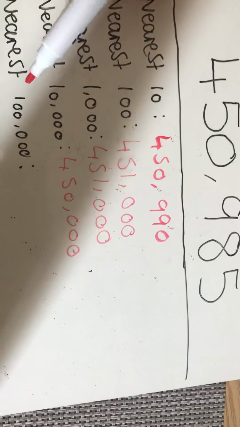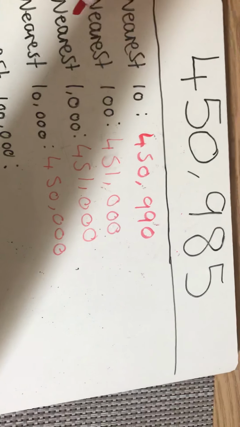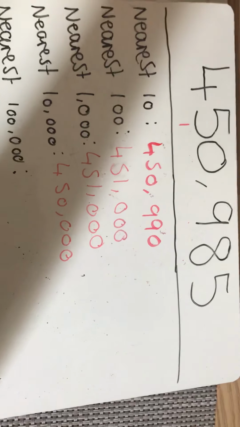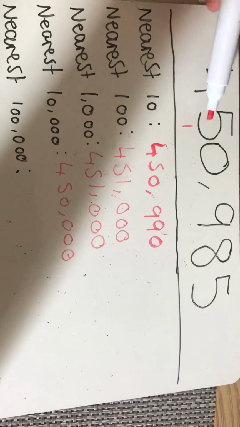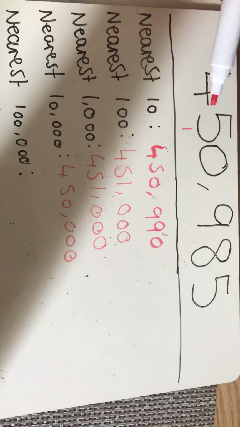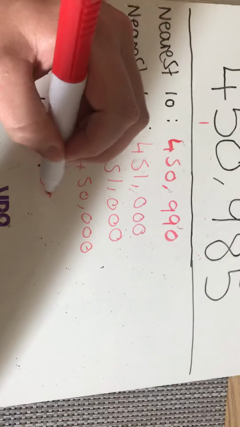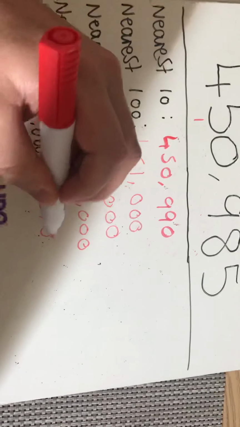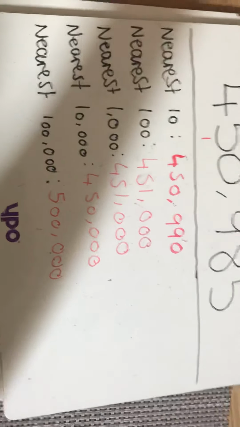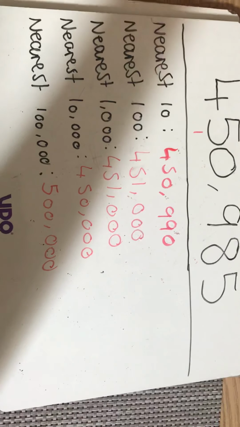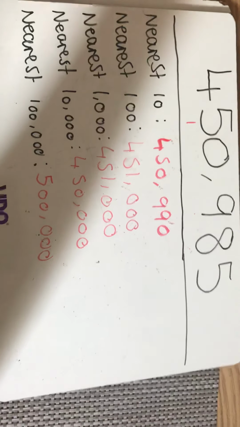And then rounding to the nearest 100,000, which column will I focus my attention on? Good, 10,000s. I've got 5 10,000s, and we know 5 rounds up, so the closest 100,000 is going to be 500,000, like that. So just pause the video if you need, check your answers were correct, I'm sure they were. And now I'm going to have a look at this question here.